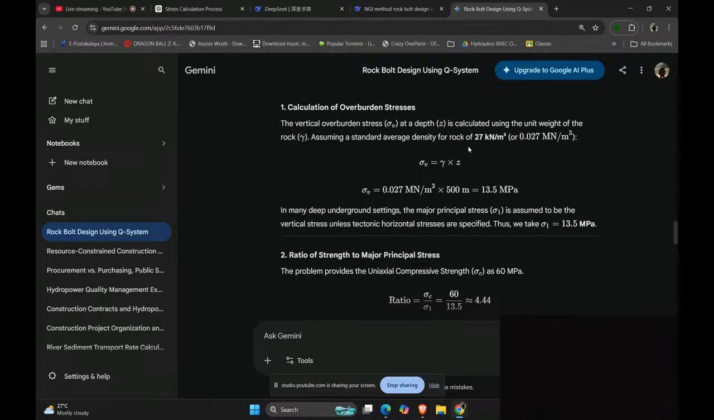sigma 1 equals the major principal stress, 1.5 sigma v is obtained. Since the uniaxial compressive strength is 60 MPa, sigma c by sigma 1 equals 4.